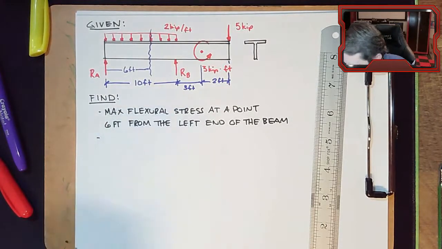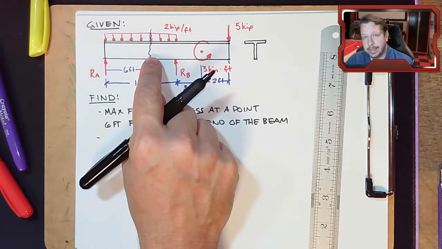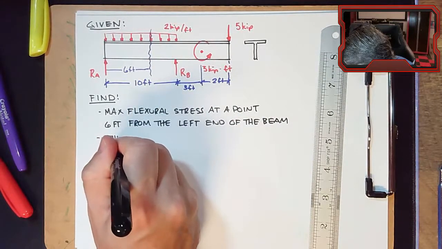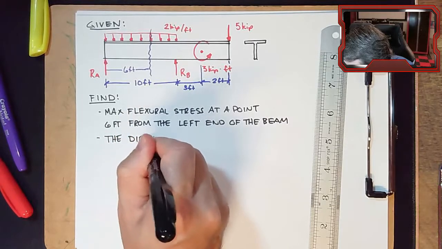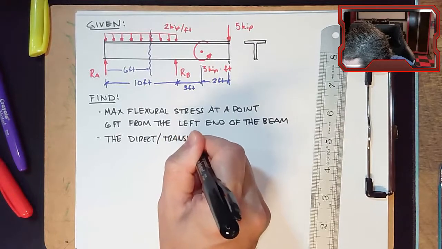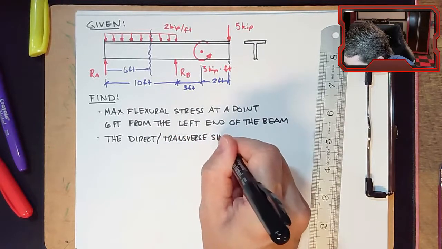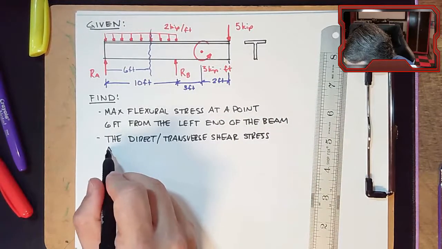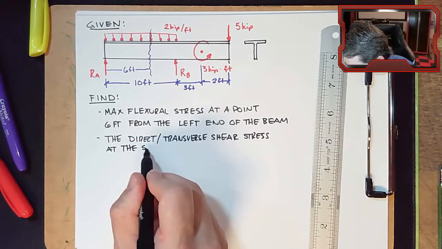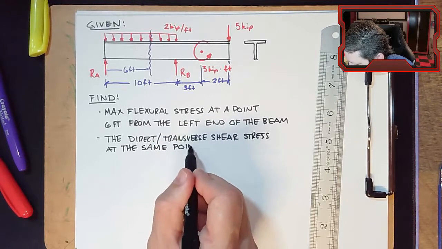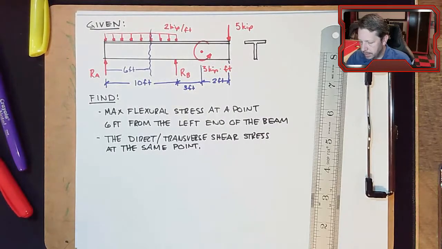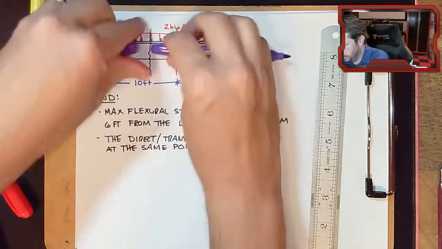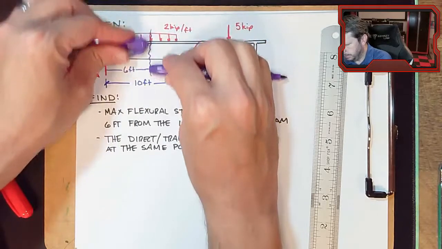While we're at it, remember inside here there's a shear force and a bending moment. Let's also calculate the, let's call it direct, or maybe transverse shear stress at this same section. So there are actually two different types of shear stress here. The one I'm talking about would be like this. So shearing it, directly shearing it.